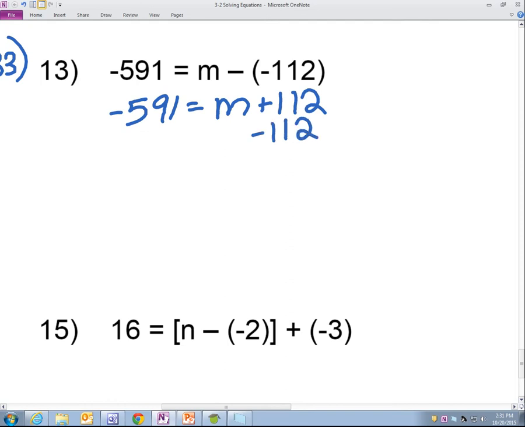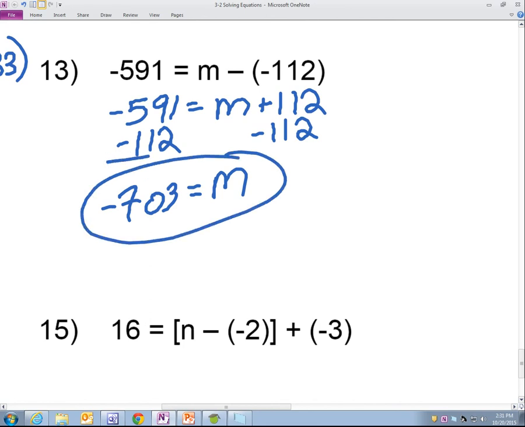$112 is being added to m, so I must take that away. Becomes negative 703m, because I'm just undoing what's happening to the variable.